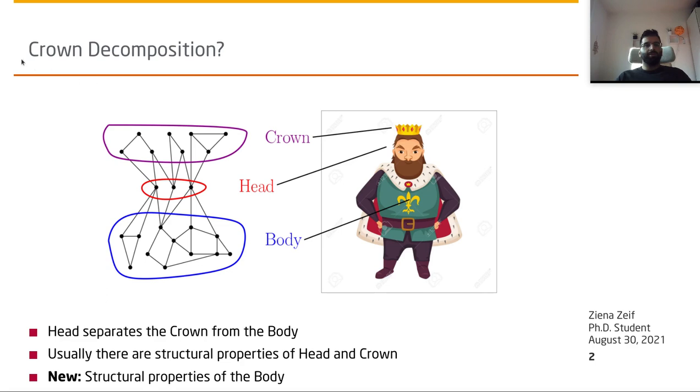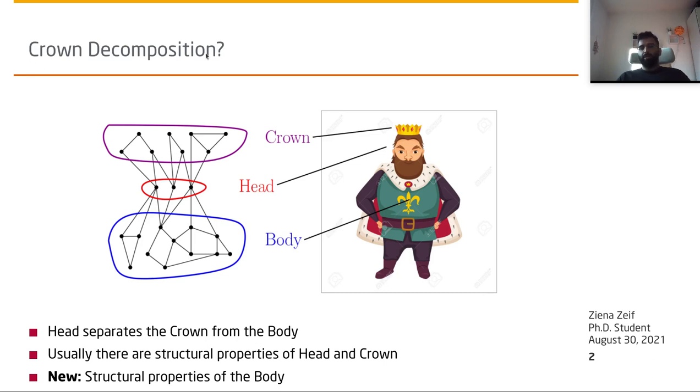First, let me introduce the term of a crown decomposition. Inspired by a king, we decompose our graph into a crown, head and body part. As is the case with a king, the head separates the crown from the body. Usually there are structural properties given by the head and crown. What is new and what we did is that we also give structural properties of the body.